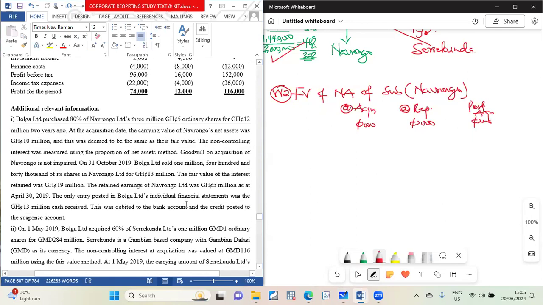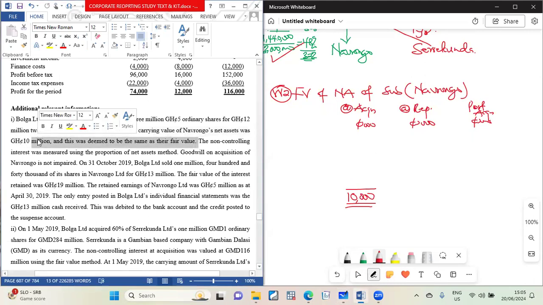So that is that. It says that at the date of acquisition, the carrying amount of Navrongo's net assets was 10 million. So it means that at the date of acquisition, we are told that this one is 10 million, and it is deemed to be equal to the fair value. So there is no fair value adjustment. The NCI was measured proportionately. Goodwill on acquisition is not impaired.